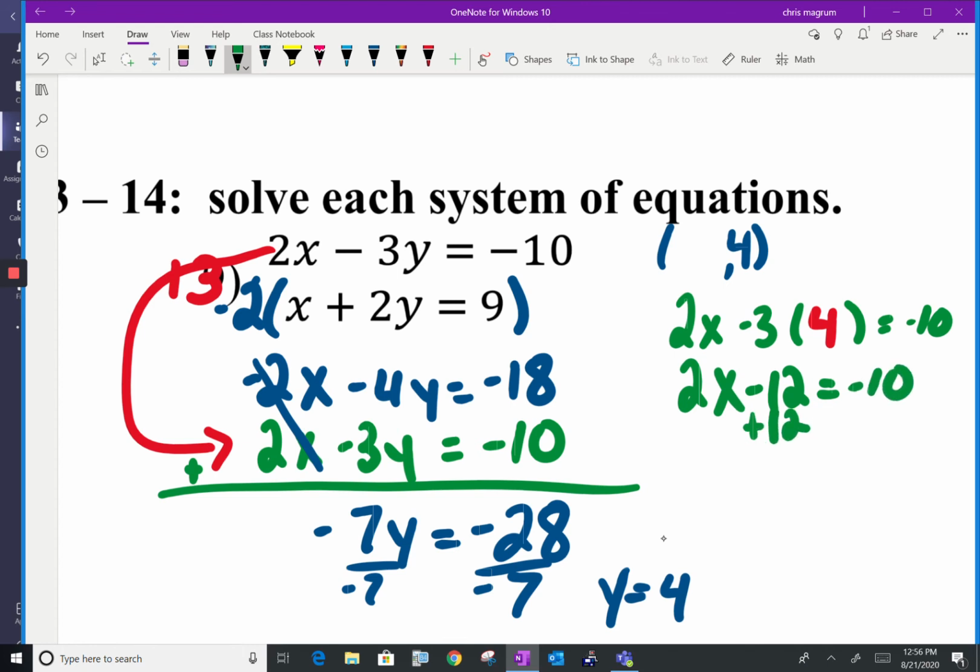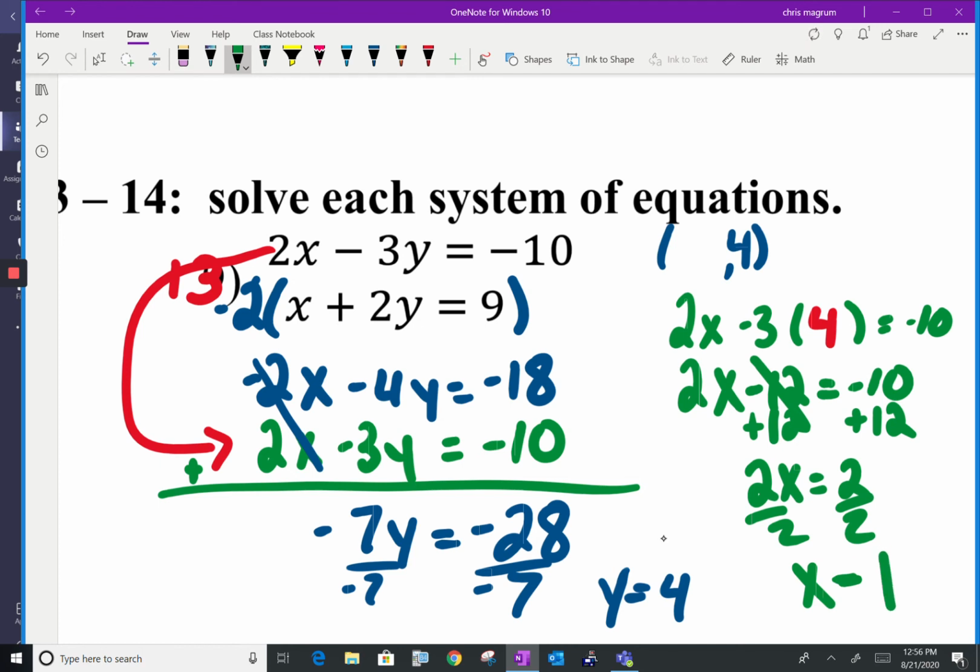Solve your two-step equation there. Add 12 to both sides. 2x equals 2. Divide by 2. So x equals 1. And there is our solution. As I mentioned above, take the time, plug it in, make sure it works in both equations. It does. I'll try to clean this up, make it look a little bit nicer there. So we have the solution of 1, 4. Alright, next one.